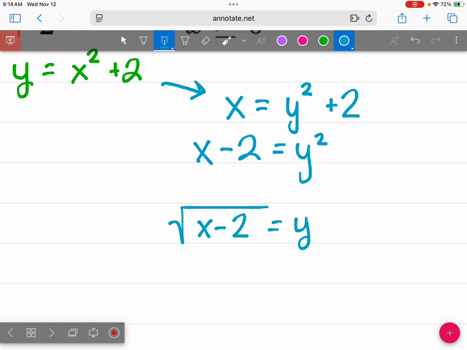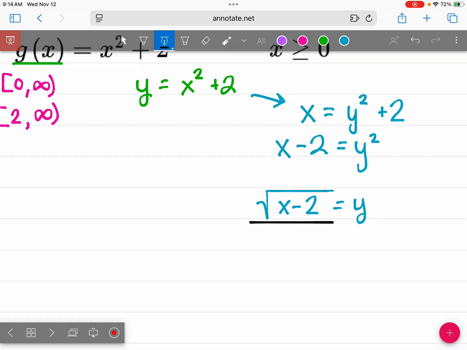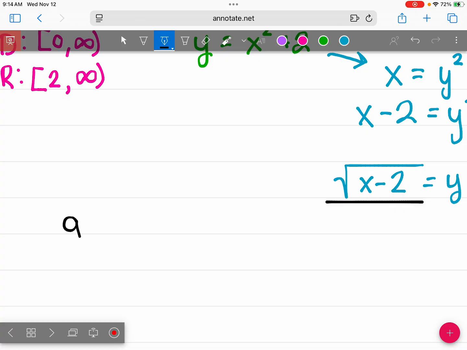When we're dealing with functions, we don't need to put the plus or minus, because we're only going to deal with that positive one unless we have some weird transformations happening. So unless we specifically tell you otherwise, you can go ahead and just put the positive square root, that principal root. This gives us our inverse. This guy right here is the inverse. So our g inverse of x is the square root of x minus 2. They're inverse functions.